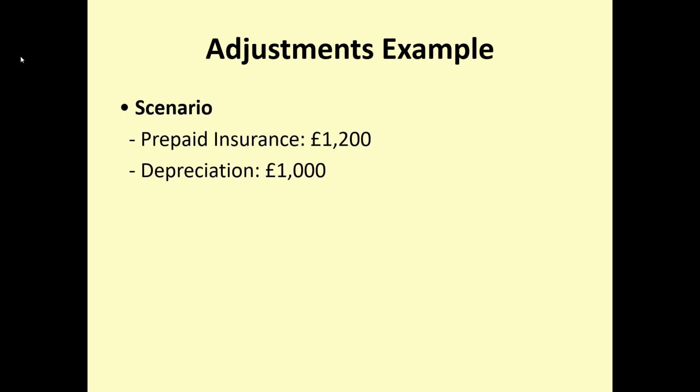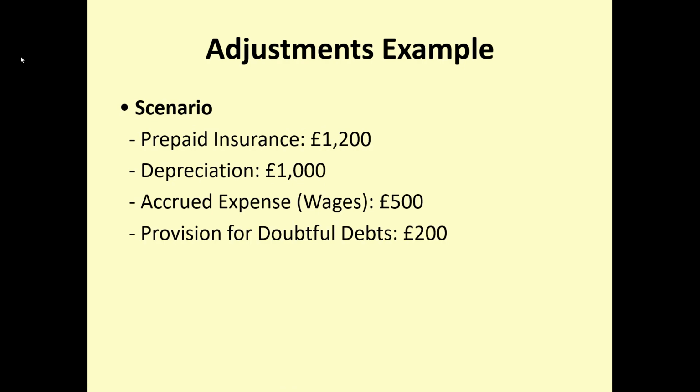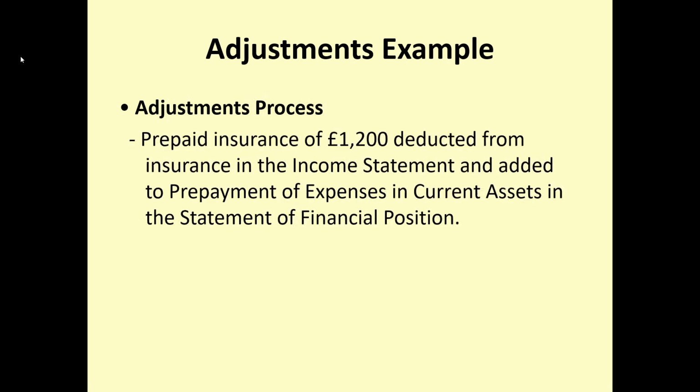Adjustments example. Scenario: prepaid insurance £1,200. Depreciation is £1,000. Accrued expense, in this case for wages, is £500. And the provision for doubtful debts of £200. Right, the adjustments process. The prepaid insurance of £1,200 is deducted from the insurance in the income statement and added to prepayment of expenses in current assets in the statement of financial position.